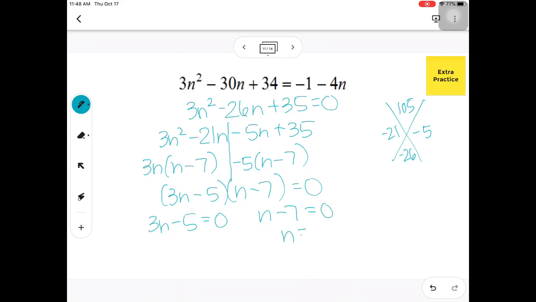On this one on the right, you get n equals 7. On the one on the left, you add 5, and 3n equals 5. You do have to divide that. So here we get a fraction for one of our answers, but that's okay. That one is completely done.